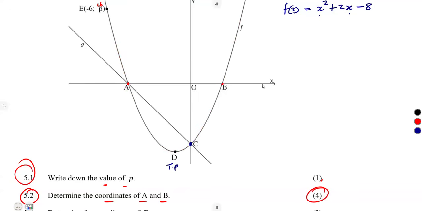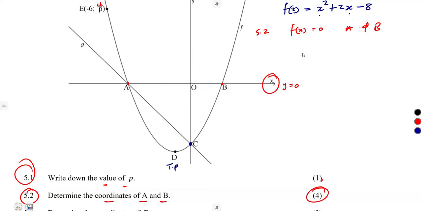So meaning to say, for this, in the x-axis, we do understand y is equal to 0. So simply, our f of x is supposed to be equal to 0 in order for us to determine the coordinates of A and B from this concept.